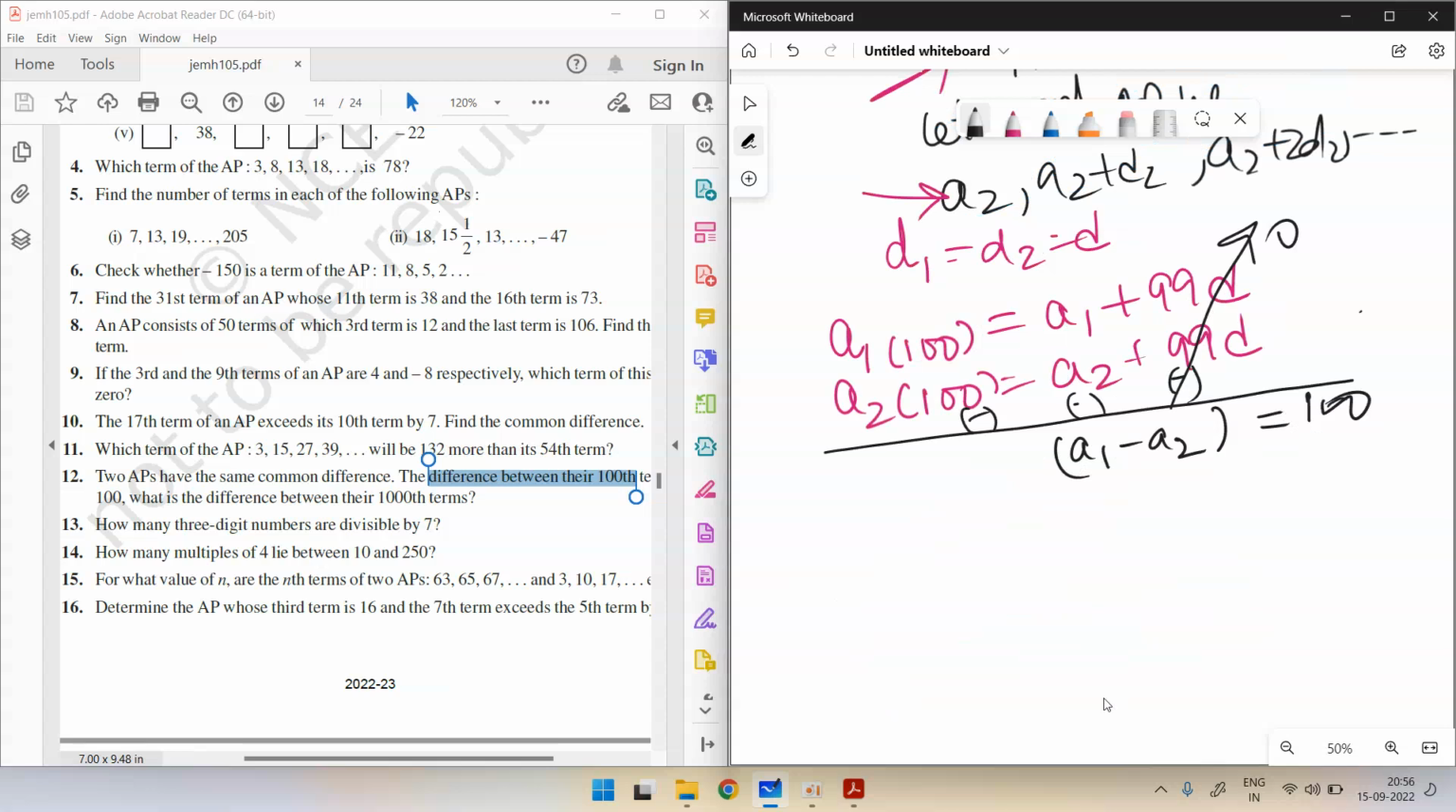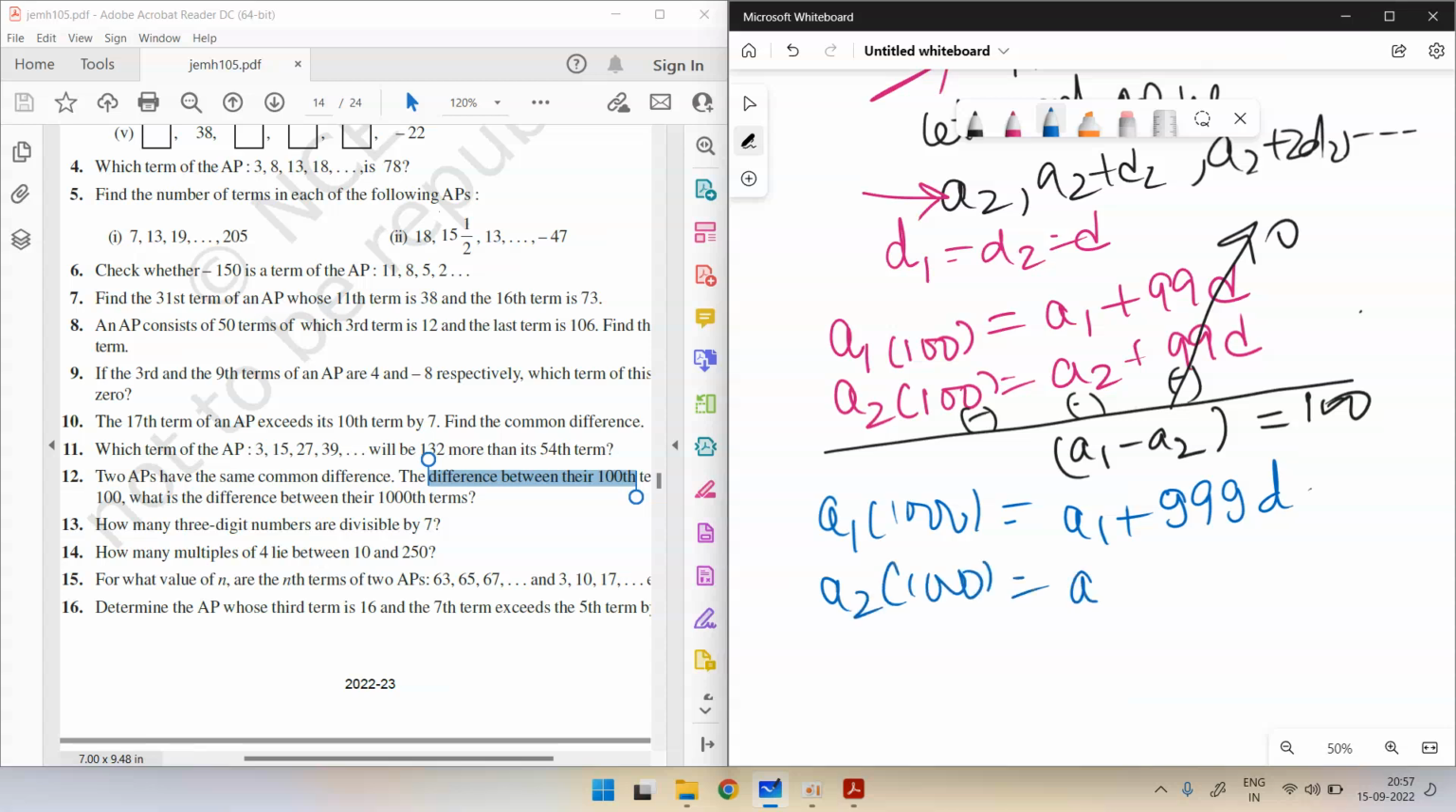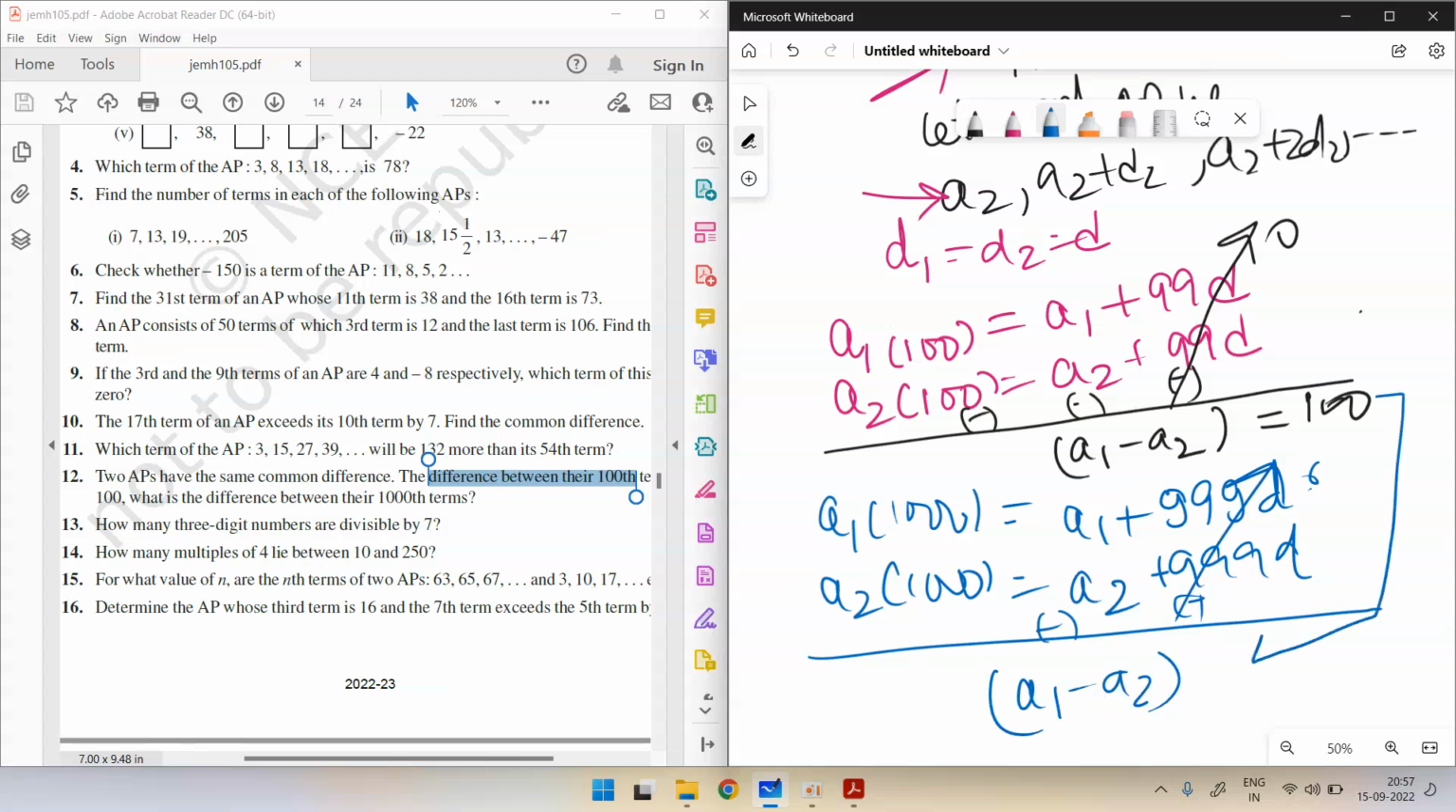Now what is going to be the difference of the 1000th terms? The 1000th term of the first is A1 plus 999d, and of the second A2 plus 999d. If you subtract these two, the 999d cancels, and again you are left with A1 minus A2, which is 100. So ultimately, the difference between their 1000th terms will also be 100, which is the answer.